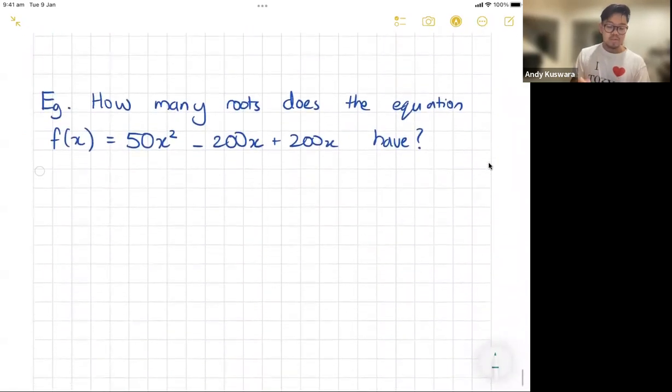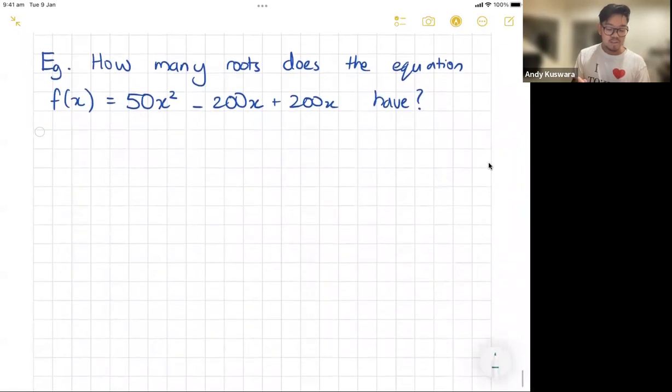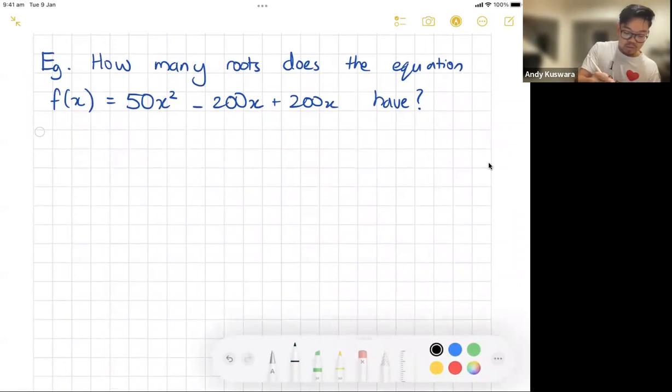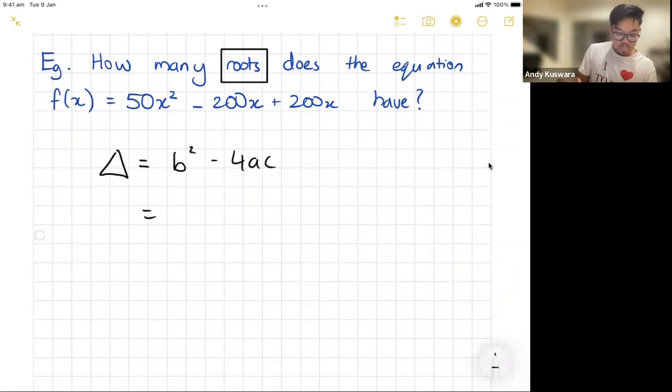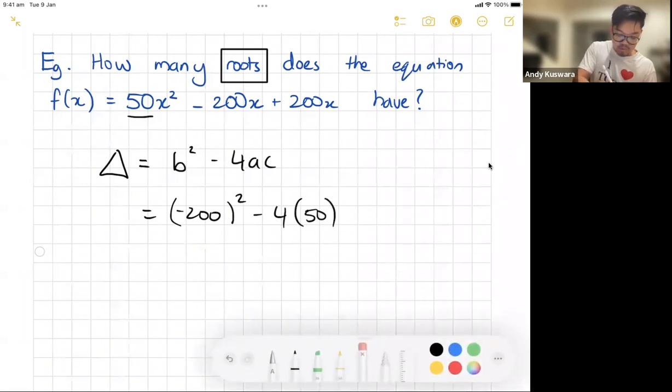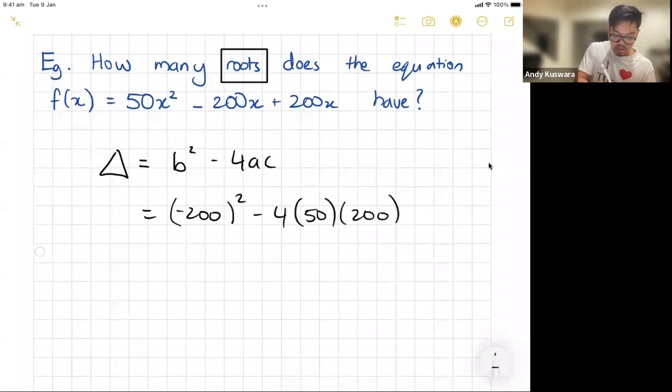Now, what they'll say is how many roots does this equation 50x squared take away 200x plus 200 have? The way that I would do this is if I see the word roots, I'm going to see what my discriminant is. It's going to equal b squared minus 4ac. And it's going to be minus 200 squared, that's b, minus 4 times a, which is 50, times c, which is 200. And I see what that number is.